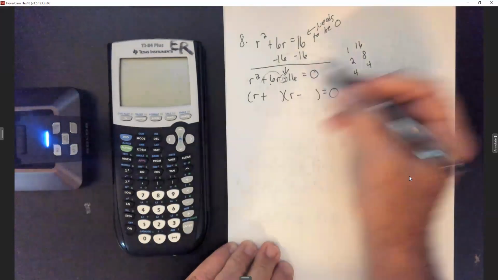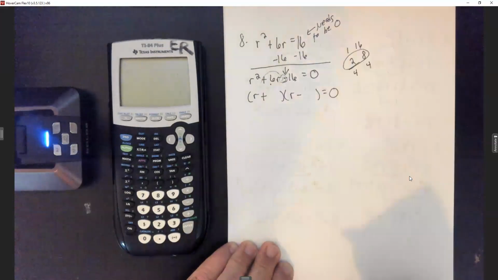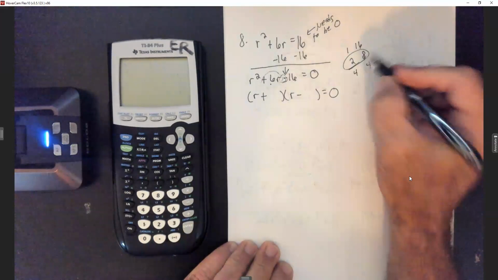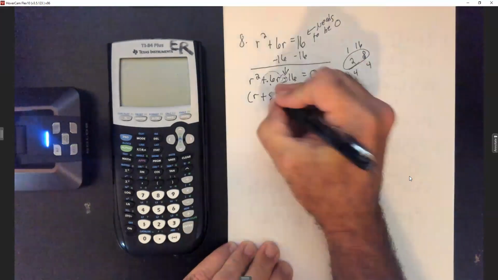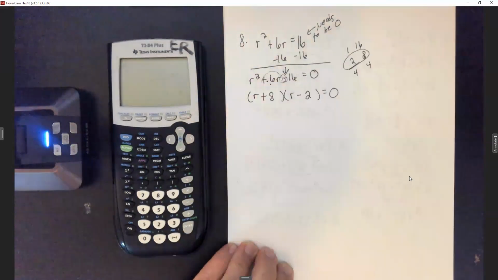And the factors would be 8 and 2. Since 8 is the larger of the two factors, it's going to have the same sign as the middle number. So the 8 will be positive and the 2 will be negative.